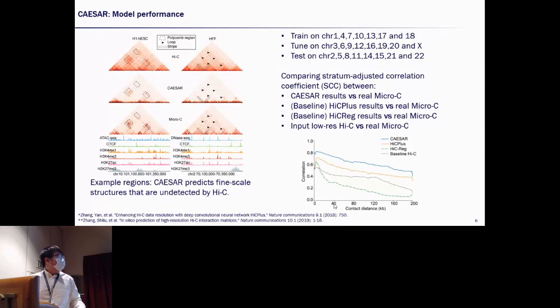We calculated the correlation coefficient between our prediction results and the real high-resolution Micro-C contact maps. We can observe our prediction matches Micro-C better than the original low-resolution Hi-C. We also compared our model with two baseline methods that also predict contact maps, HiC-Plus and HiC-Reg, and Caesar outperforms those two baselines.